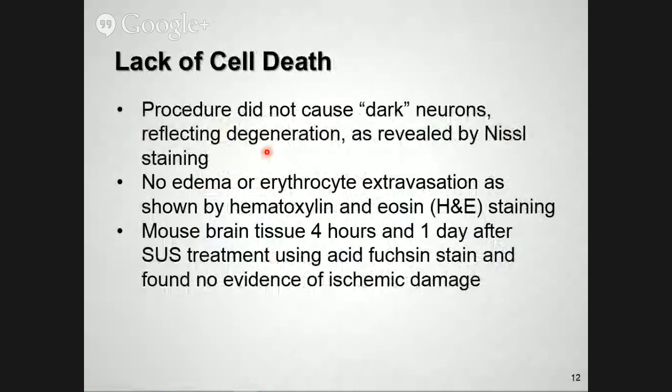So this procedure, this scanning ultrasonography, actually did not cause any of these dark neurons. There was no cell death, as revealed by Nissl staining that the authors went back and looked at. There was no swelling, no infiltration, no changes in ionic balance that they could see that was also causing erythrocytes to move out of the blood vessels into different areas by H&E staining. And again, acid fuchsin staining also showed no evidence of any ischemic damage.